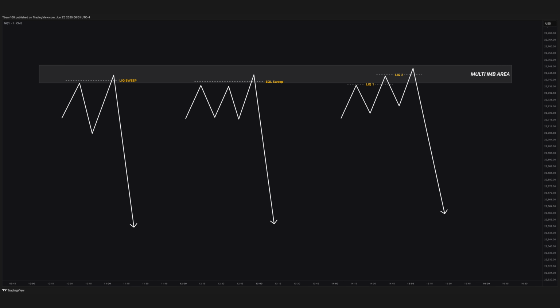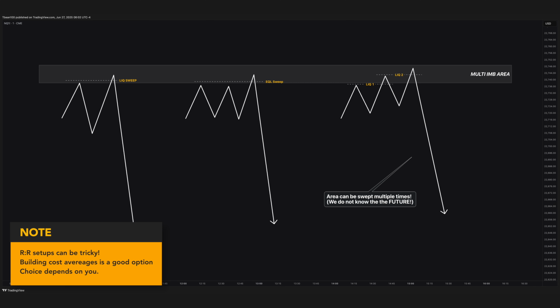However, what I see a lot, especially in the NASDAQ, is this. Multiple liquidity sweeps, a couple of fake sweeps, like here. Price sweeps the liquidity a couple of times before the movement. Actually, it is not easy to spot this. This is why I like building cost averages around these areas, like the YOYO setup from the masterclass.